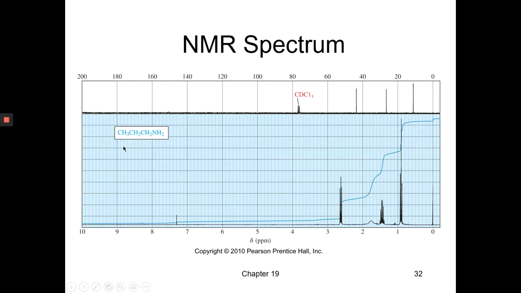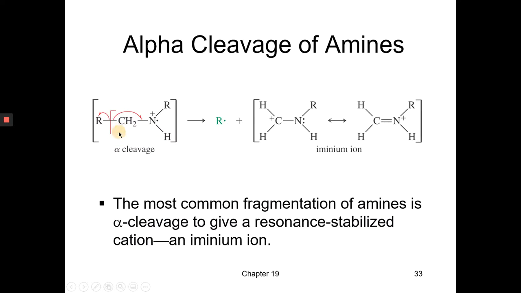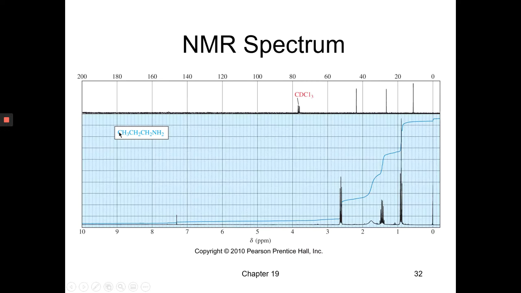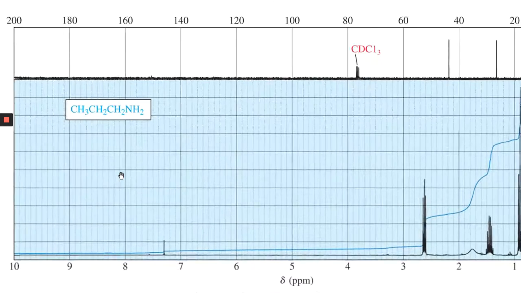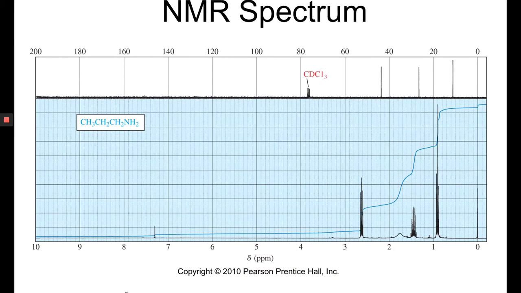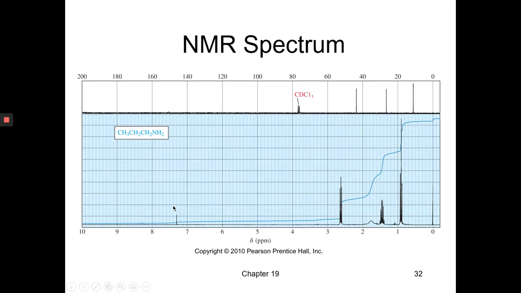The protons that are farthest away, on carbon number 3, those are the most upfield. Those also show up as a triplet. And those on the beta carbon, carbon number 2, they're split by the hydrogens on carbon number 1 and on carbon number 3.